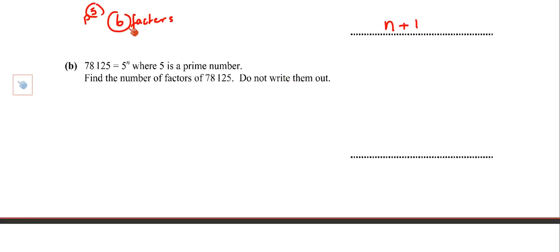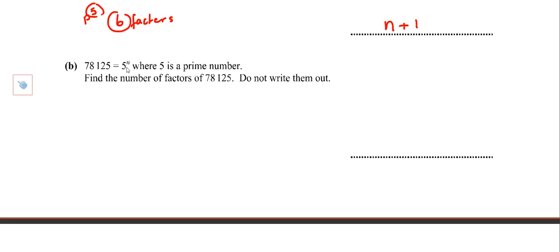Right. 5 to the power of something, right? And how many factors, therefore, does it have? I feel like this is wrong. Well, what do we need to know? We need to know what the n is, because then we can do n plus 1 for the number of factors, no? Yeah. Okay, how do we find out what the n is?